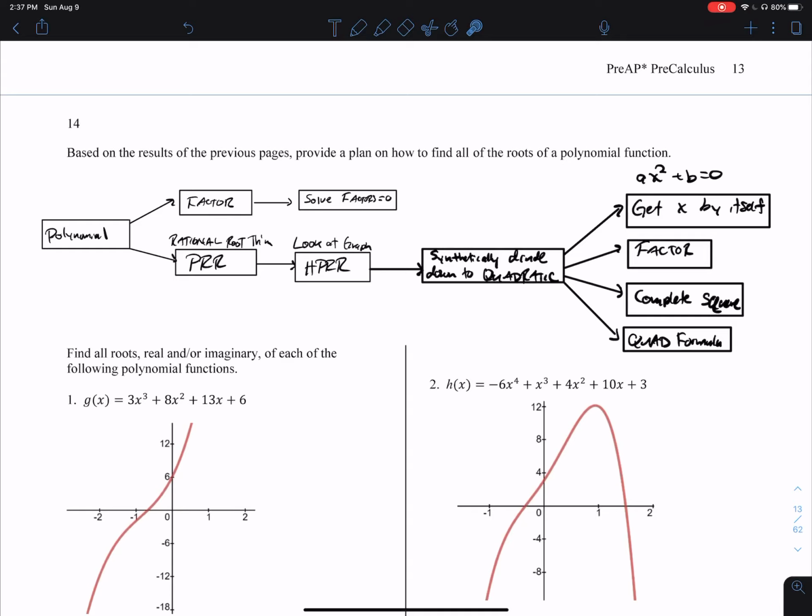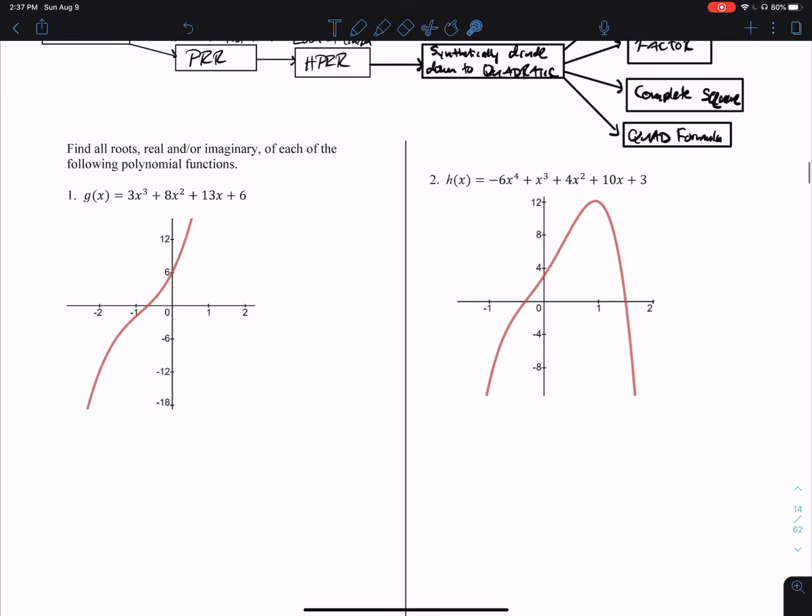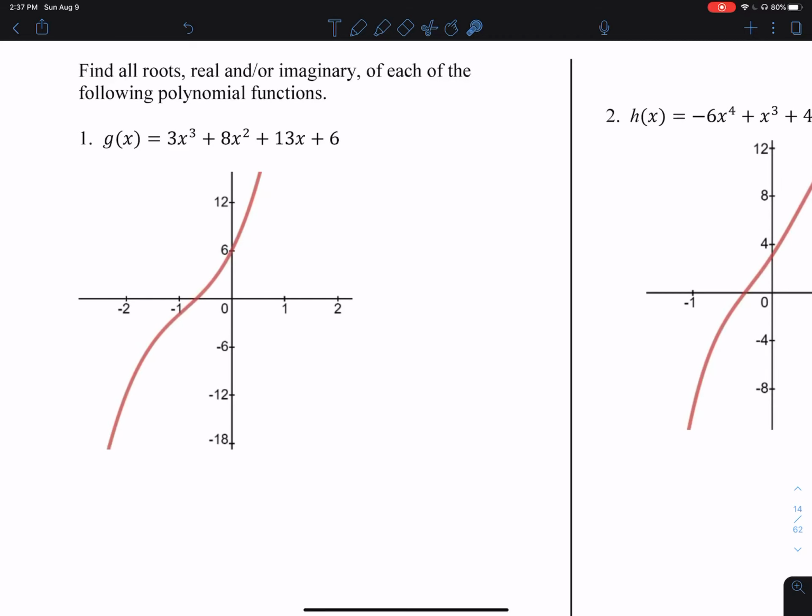All right, we got 2 more examples to do, and we've taken the gloves off, and it just says find the roots, real or imaginary. So let's see if we can do this. Now it looks like at first glance, maybe concavity changes. I'm saying maybe because I'm not 100% certain. It looks like it might there, but maybe it does not.